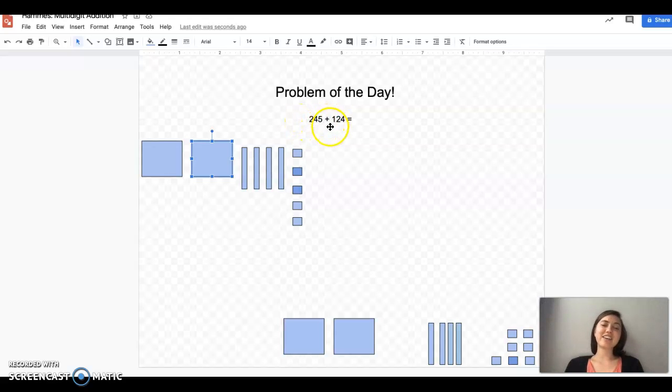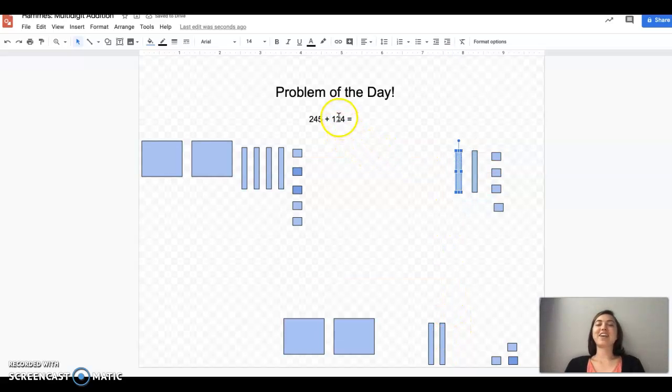Now we are adding 124. How many ones do we have? What is our value in the ones column? 4, okay? 1, 2, 3, 4. Excellent. Let's look next door. How many or what value do we have in the tens column? A 2, which signifies 124, 2 tens. So I'm going to bring up 2 tens.